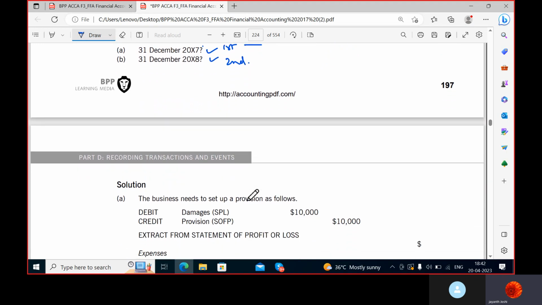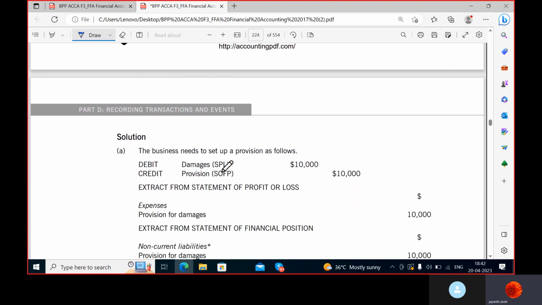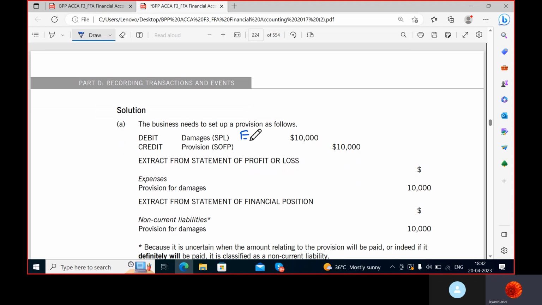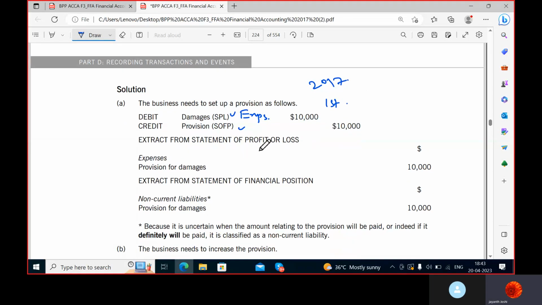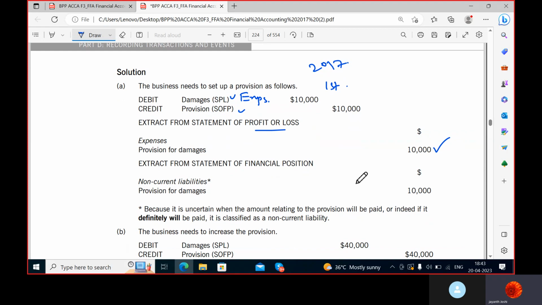So in the first year, the business will first of all create a provision, same: debit expenses, credit provision. The same accounting treatment we have to follow. This is for the first year, that is 2017. Clear? Clear, ma'am. Now, the same is to be shown in the extract of profit and loss also: expenses, provision for damage, 10,000. And in SOFP, that comes under non-current liabilities, provision for damages, 10,000.